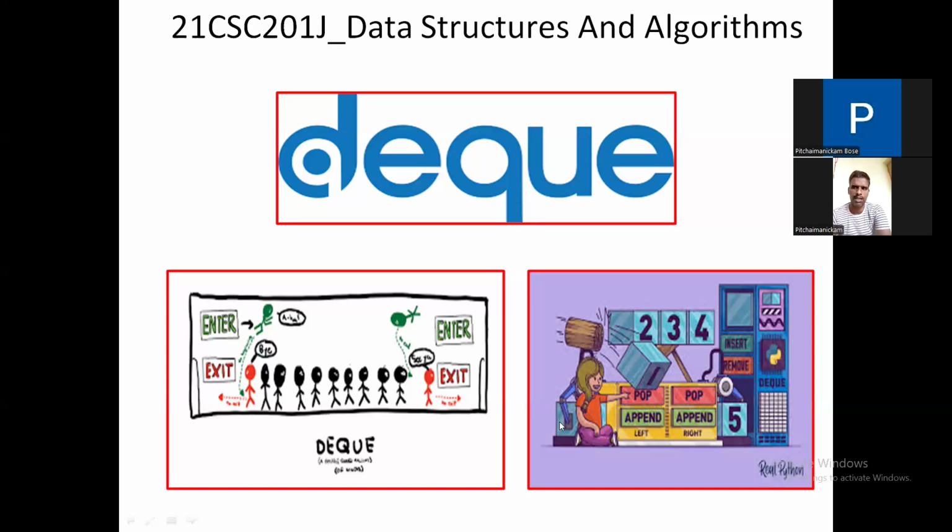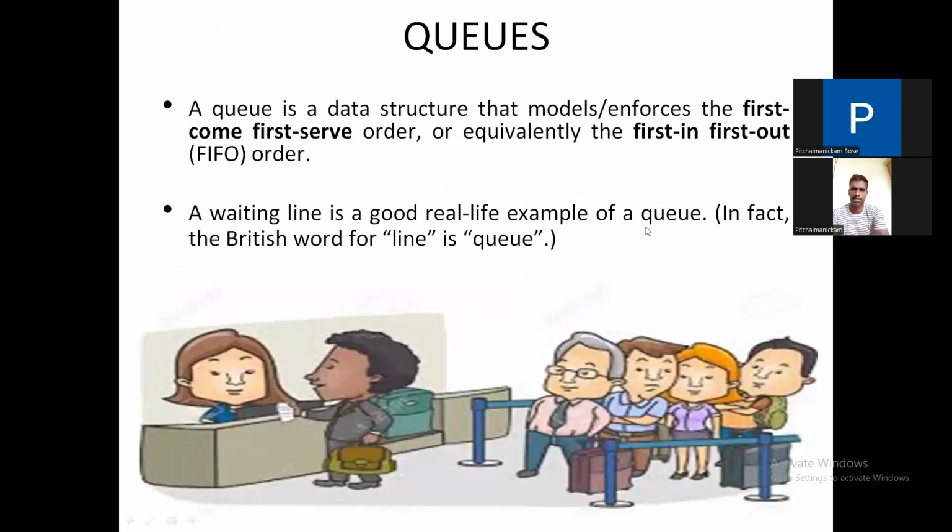This DQ is a double-ended structure. Before going to this, I will explain the data structure of the queue. Queue is a data structure that implements first come first serve. Whoever comes first should be processed first, and that is the order of processing. So this is a waiting line, a very good real-time example of this queue.